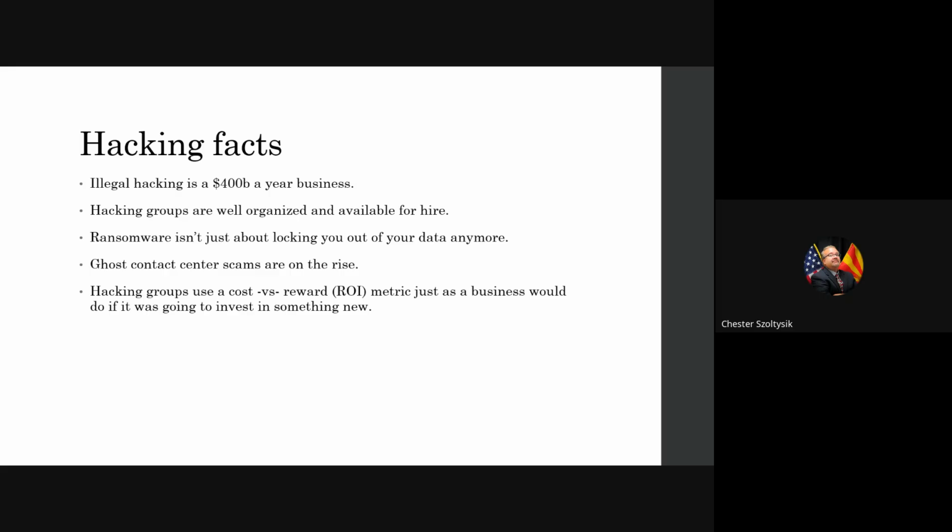So, hacking facts. Illegal hacking is a $400 billion a year business. It's going up every day. Hacking groups are well organized and they're available for hire. Ransomware isn't just about locking you out of your data anymore. It's about stealing your data and then blackmailing or extorting you into paying them to not release it.